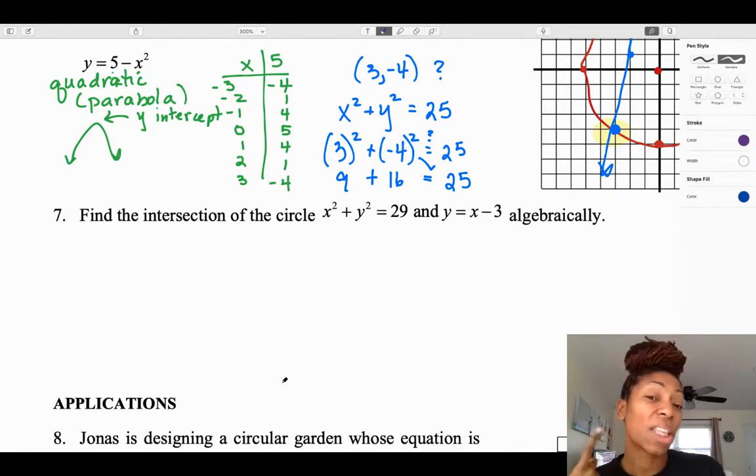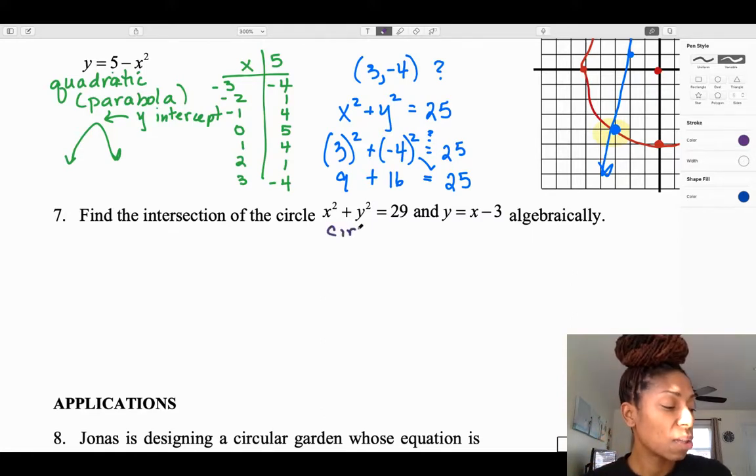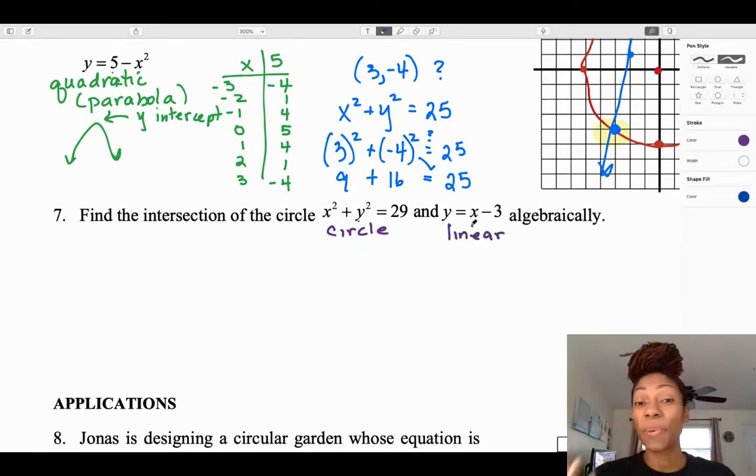But I do want you to think about what type of equations we have here. This is definitely a circle. And what type of equation is y equals x minus 3? It's linear. So if we were to graph it, we would have a circle centered at 0, 0 with the radius of the square root of 29. And we would have another graph, which is a line with a positive slope of 1 and a y-intercept of -3. But we're not doing it graphically. We're going to do it algebraically.